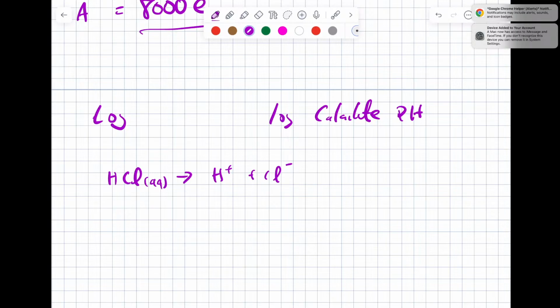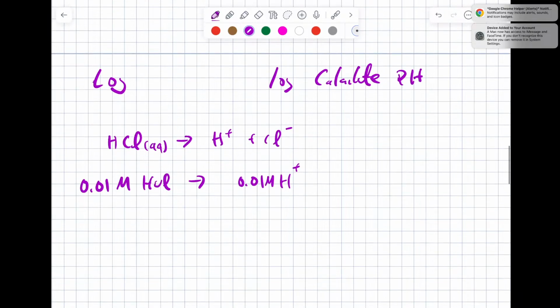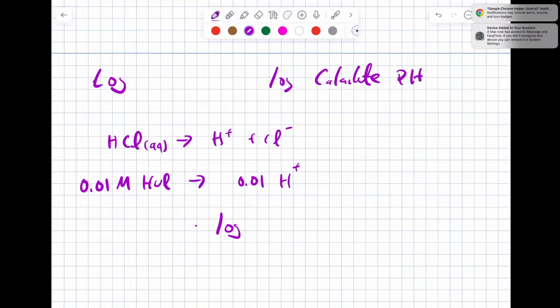So let's just say you have 0.01 molar of HCl. That is going to give you 0.01 molar of H plus. So this is a concentration. Now, how do you figure out the pH? The pH is going to be the negative log of the concentration, 0.01. And actually, you can do this calculation without using anything.